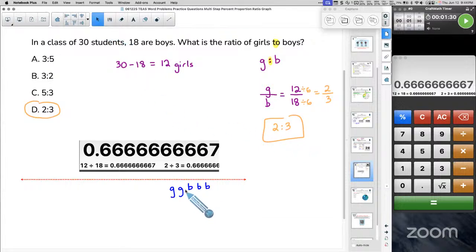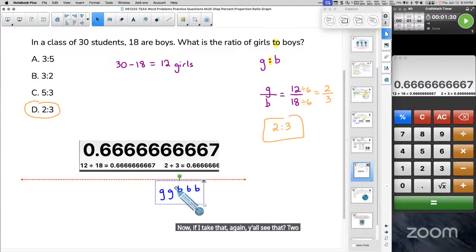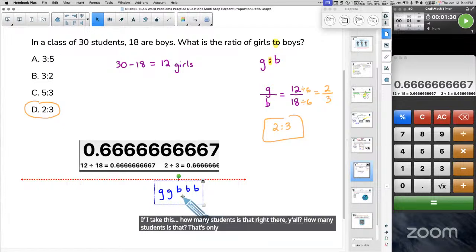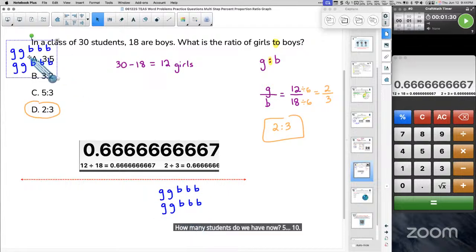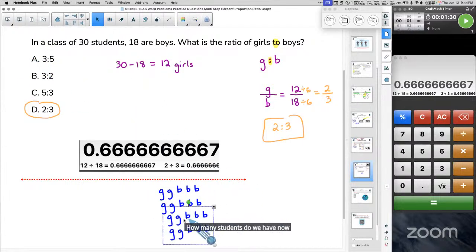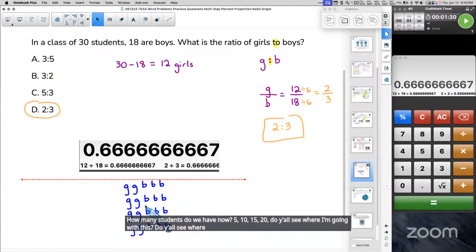Now, if I take that, again, y'all see that? Two girls to three boys. If I take this, how many students is that right there? That's only 5 students. How many students do we have now? Five, 10. How many students do we have now? 5, 10, 15, 20. Do y'all see where I'm going with this? One more time. Do we have 30 students now?